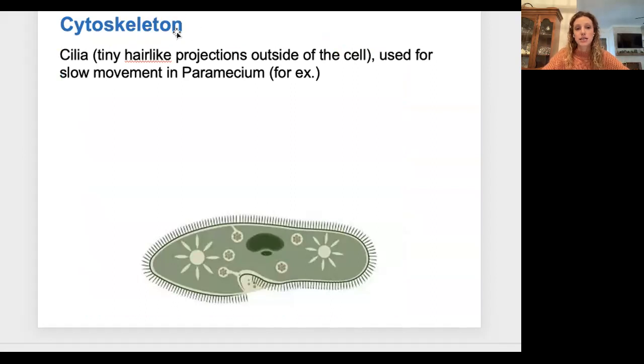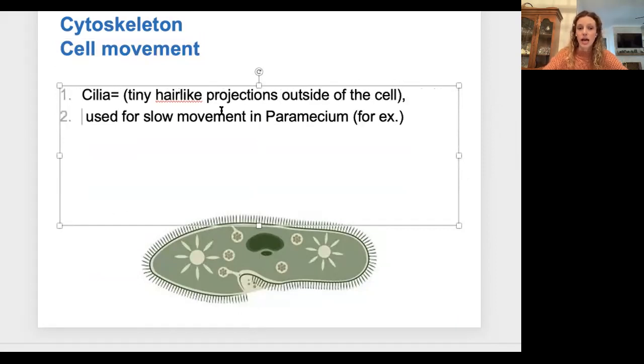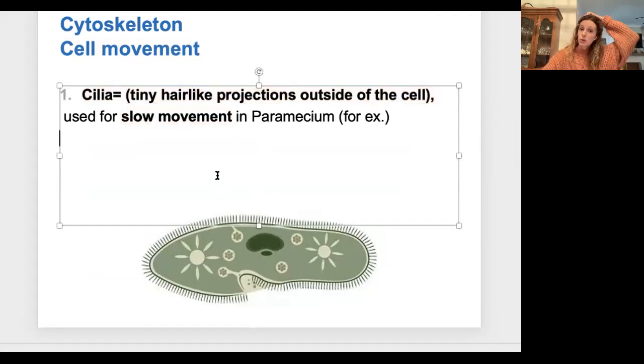Okay, cytoskeleton. Yes, this slide is a part of the cytoskeleton, but I also want you to say that right now we're going to talk about cell movement, like how cells can move on their own. So I would rather you say cell movement. And the first type that we're going to talk about is cilia. Cilia equals tiny hair-like projections outside the cell, and it is used for slow movement. Let me bold that for you. Okay, so that's what I want you to write down.